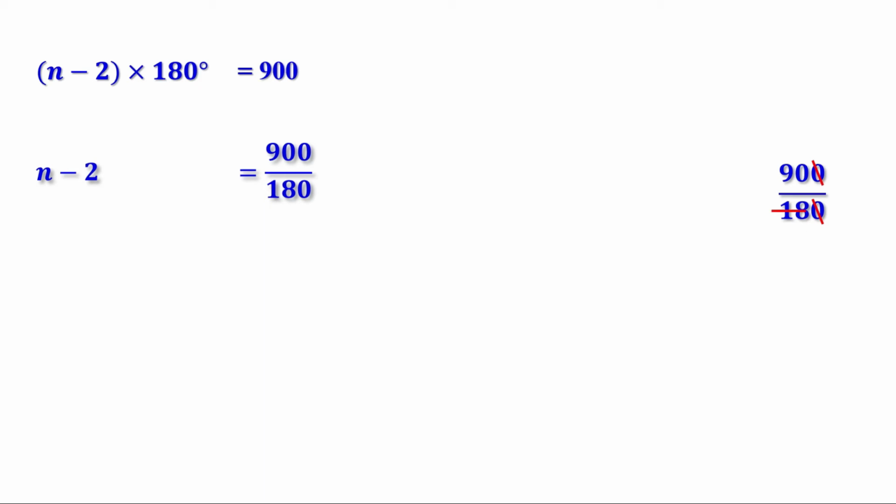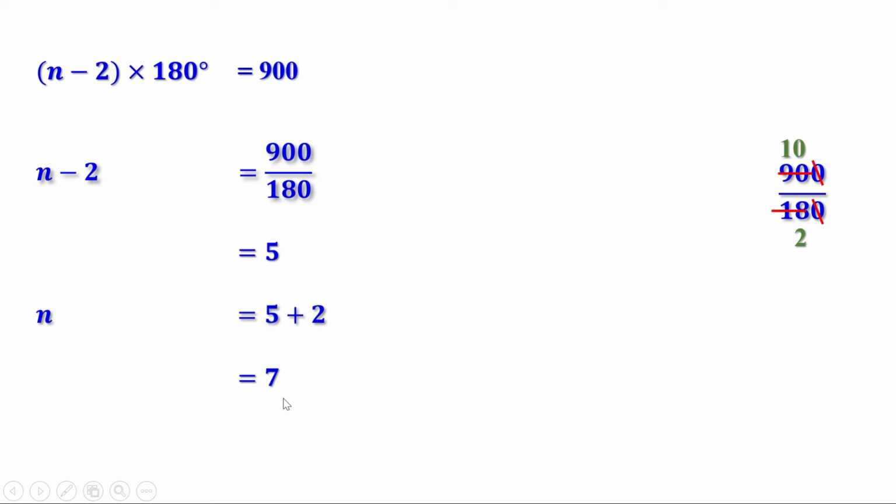2 nines are 18. 10 nines are 90. Now 1 2 is 2. 5 twos are 10, or 10 by 2 is 5. Therefore we can say n minus 2 equals 5, and therefore n is equal to 5 plus 2, or 7. Here the value of n is a natural number.